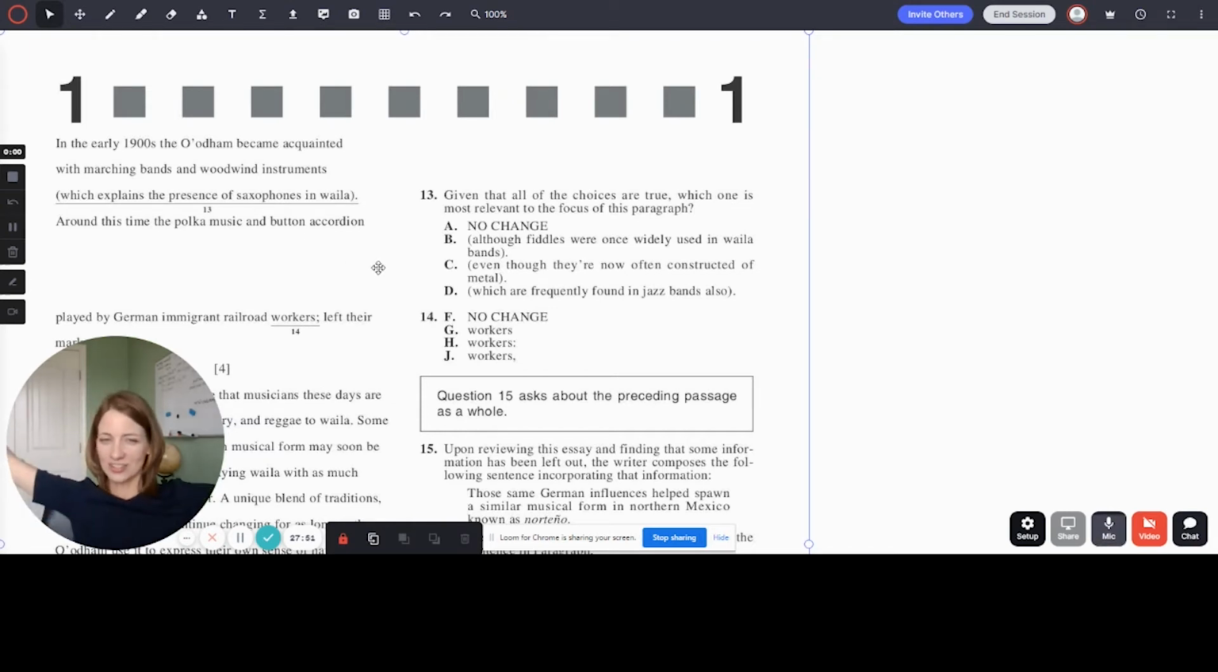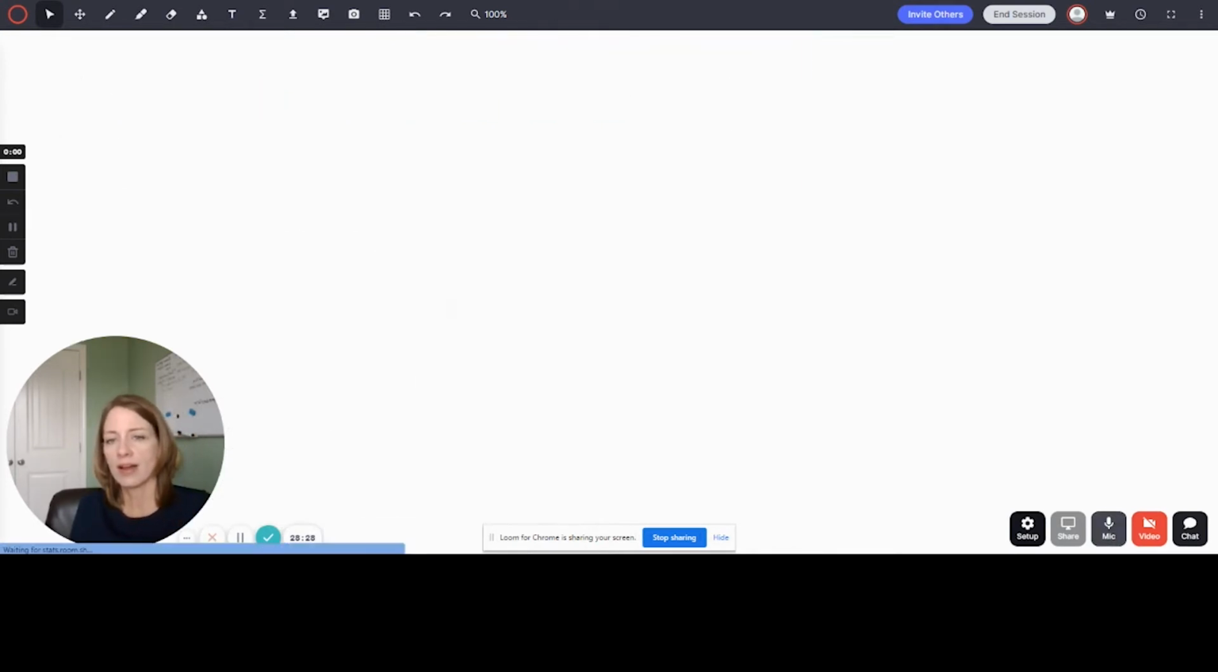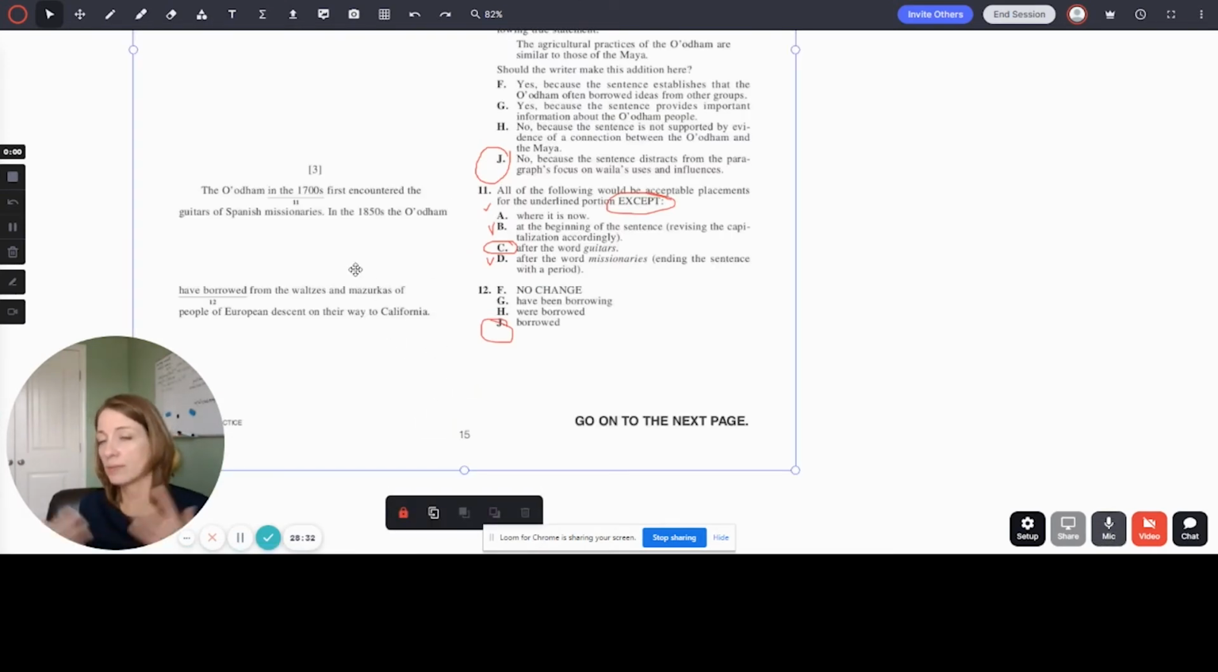Given that all the choices are true, which one is most relevant to the focus of this paragraph? In the early 1900s, the Odom became acquainted with marching bands and woodwind instruments, which explains the presence of saxophones in Wally. Which one is most relevant to the focus of this paragraph? So you can kind of go to the beginning of the paragraph. Because you've got your topic sentence, this paragraph is trying to talk about when they encountered Spanish guitars. And then it's got a timeline.